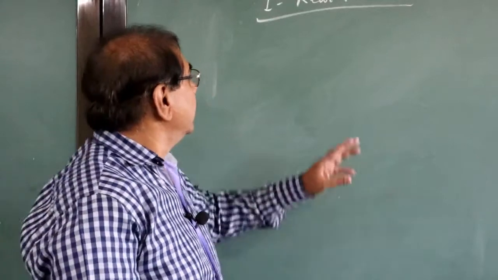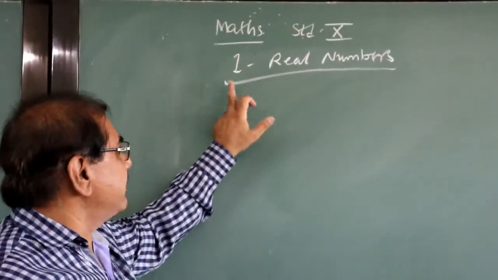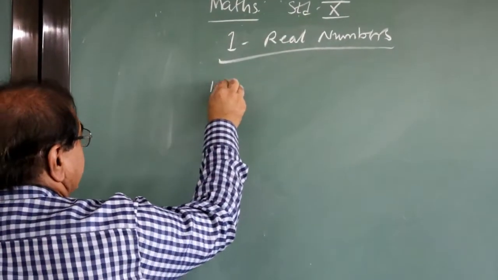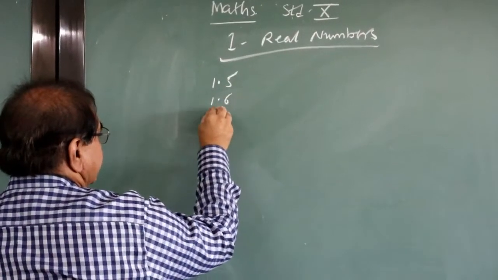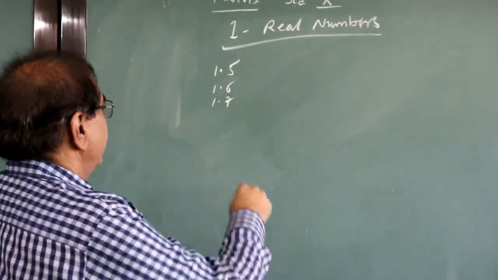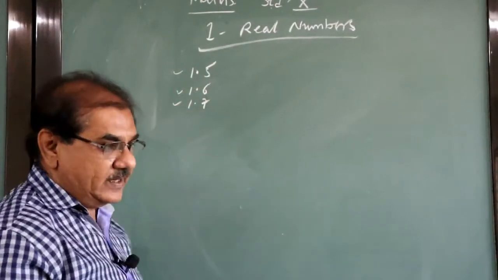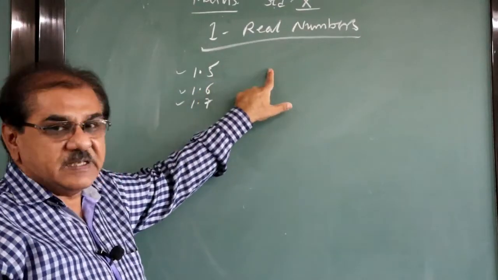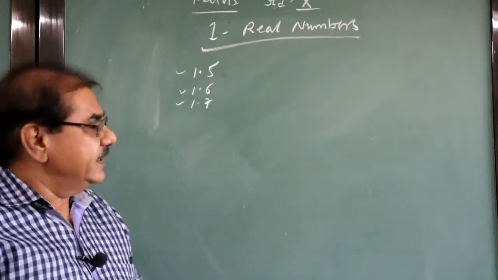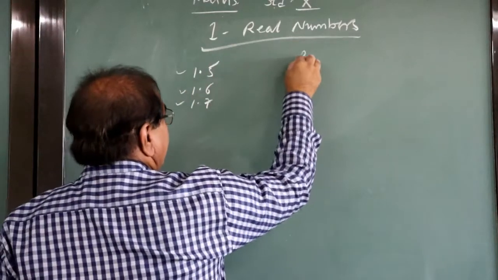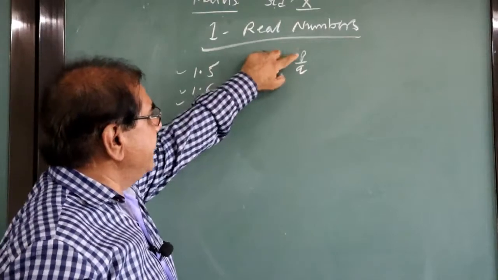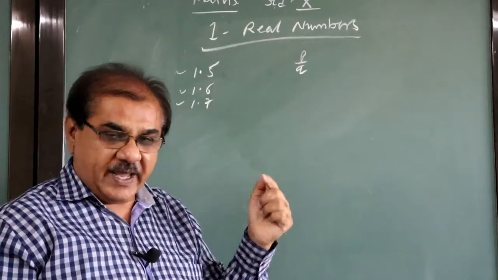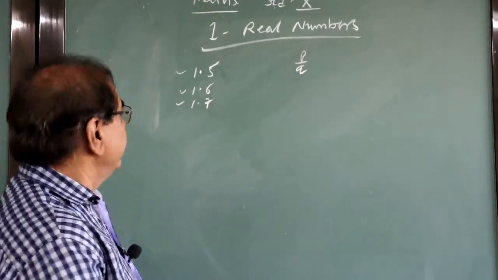Hello friends. In standard 10 maths, in chapter number 1, real numbers, in the last period we have studied 3 theorems: theorem 1.5, theorem 1.6, and theorem 1.7. What were they? We discussed orally. If x is a number whose decimal expansion is terminating, then the number can be written in the form of p upon q, where p and q are co-prime, and the prime factorization of q is in the form of 2 raised to n multiplied by 5 raised to m.